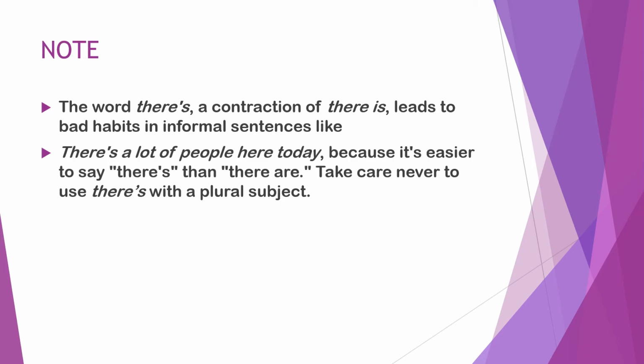All right. Note. The word there's is a contraction of there is. It leads to bad habit. I strongly discourage you from using the construction there's, because when you use there's, you do not realize that it is actually singular. It is actually there is. So people say there's a lot of people here today because it's easier to say there's than there are. Take care never to use there's with a plural subject. Therefore, don't use contraction, because sometimes, there's a lot of people. There are a lot of people. All right. So therefore, don't use contraction. When you don't use contraction, you will be very careful with either is or are.